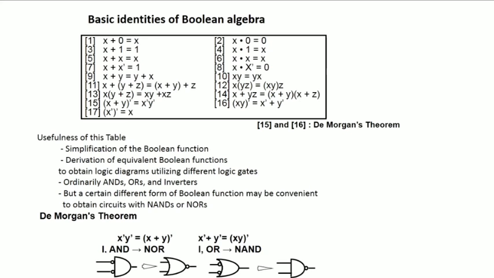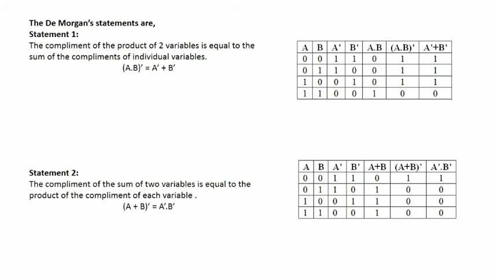With the help of these Boolean expressions, we can minimize the logical expressions, and by default we minimize the logic diagrams of digital circuits. Here we have to learn De Morgan's theorem. Basically, there are two statements for De Morgan's theorem. The first statement indicates the complement of the product of two variables is equal to the sum of the complements of the individual variables. That is, assuming two variables a, b, (a b) complement is equal to a complement plus b complement.